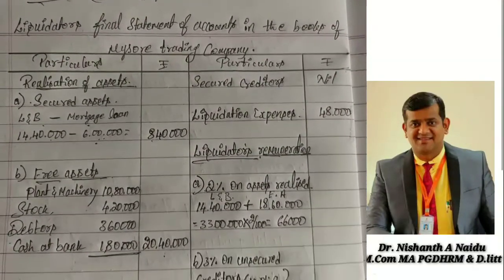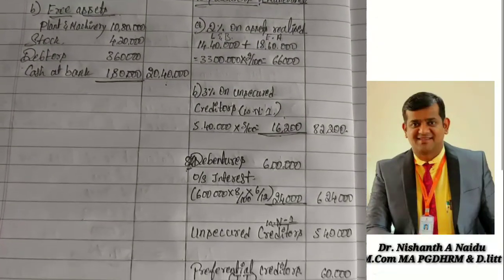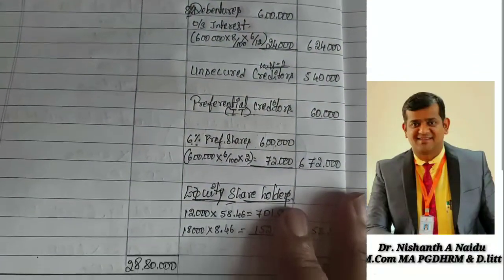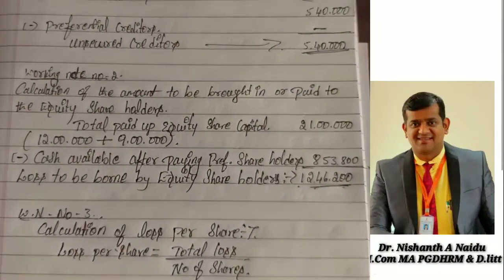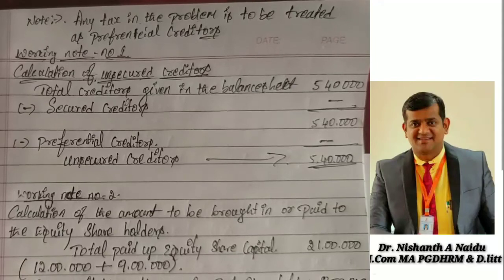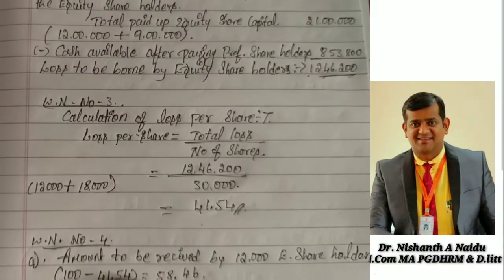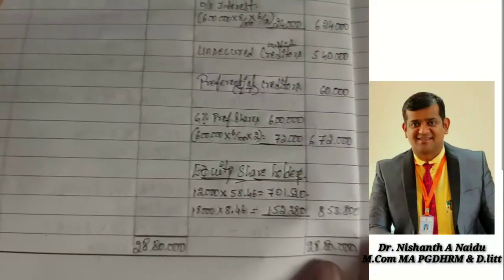If you have any doubts, reach out to me over the phone, through WhatsApp or through a call. Don't hesitate to clarify your doubts, otherwise you cannot solve the problem. These are all the working notes which you are supposed to do at the time of solving the liquidator's final statement. So we are done with the problem and it tallied.